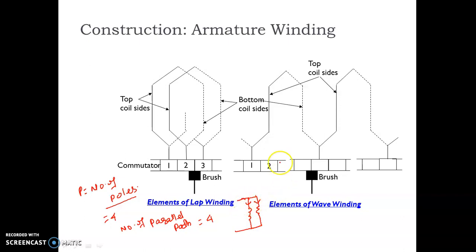And in the case of wave winding, only 2 parallel paths are there.